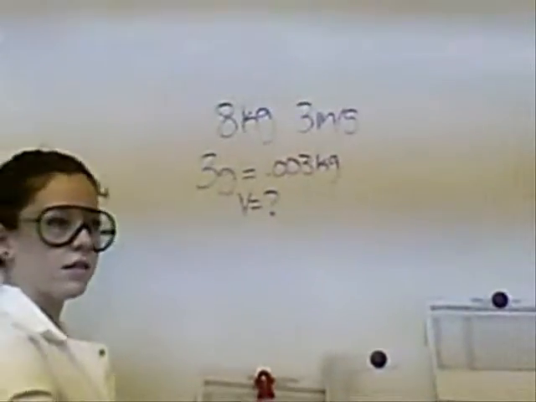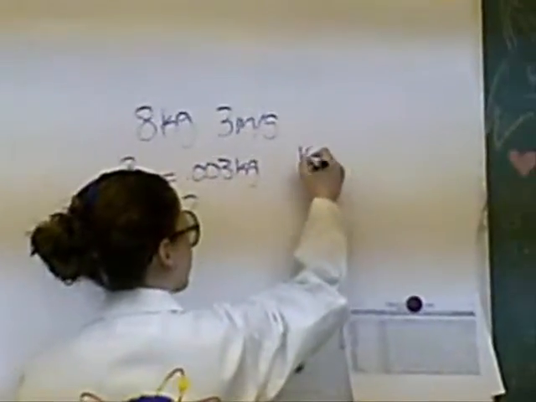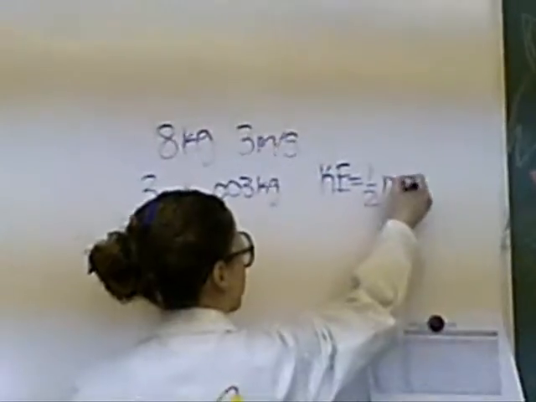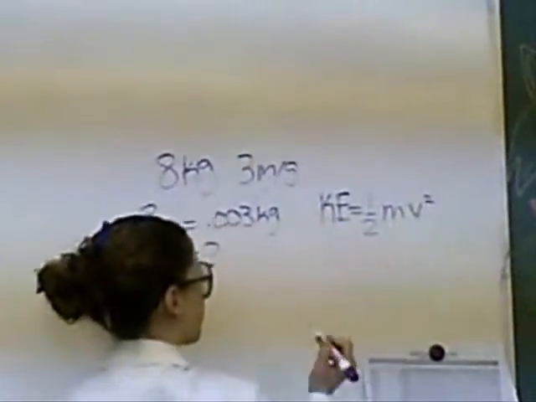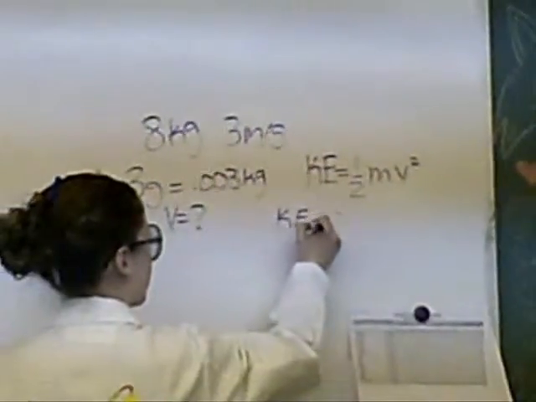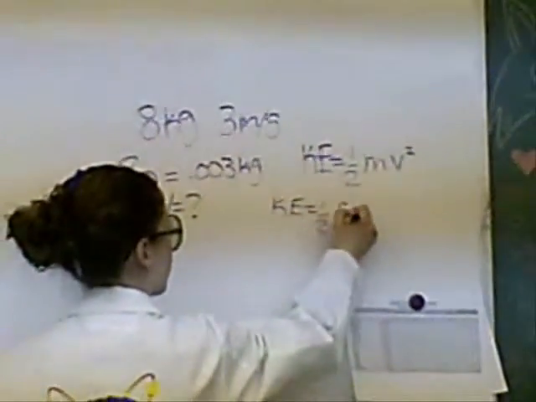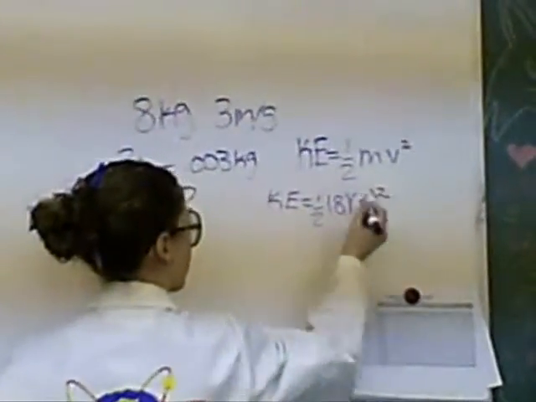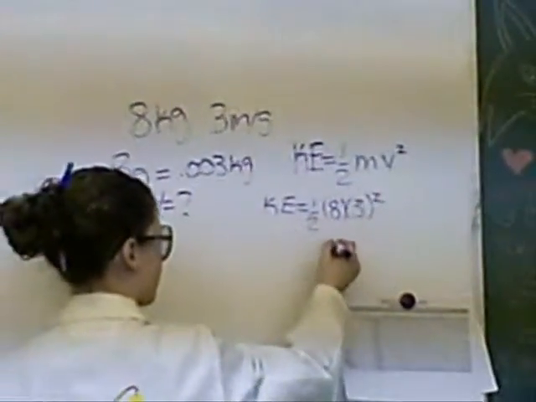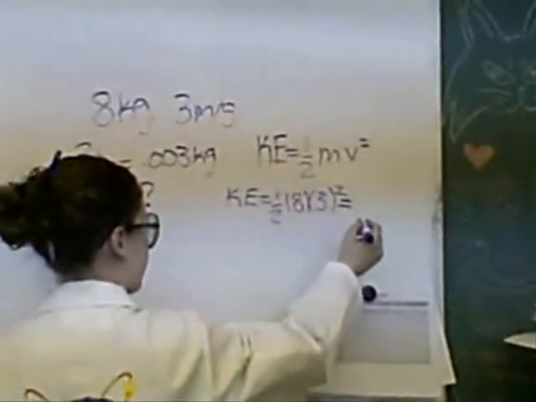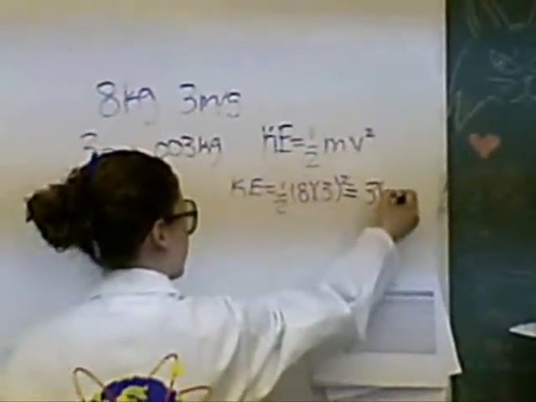So we set up the kinetic energy equation. Kinetic energy equals 1/2 mass times velocity squared. When we plug in, we get KE equals 1/2 times 8 times 3 squared. We run out the numbers, and it equals 36 joules of kinetic energy.